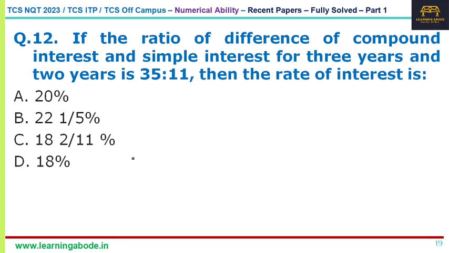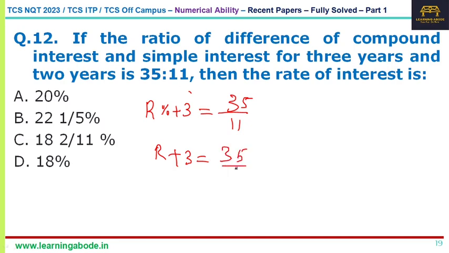Now the ratio of difference between the compound interest and simple interest for 3 years and 2 years is 35 by 11. In terms of formula, this can be written as R% plus 3, where R is the rate of interest. Now this is 35 by 3? So R plus 3 is 35 by 11. So R is equal to 35 by 11 minus 3, which would be 2 by 11. So 2 by 11 is the fraction.